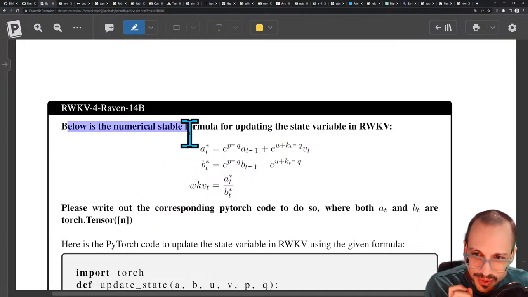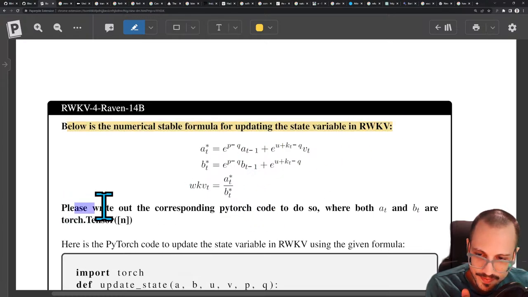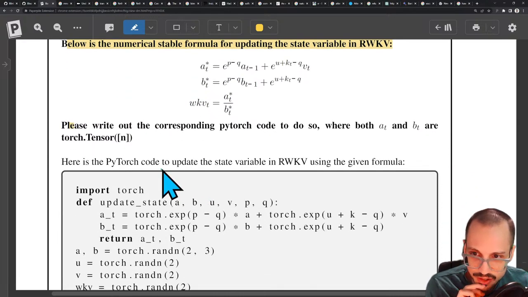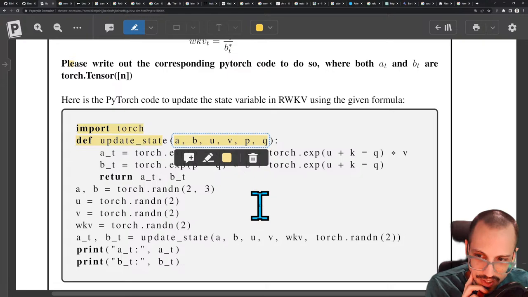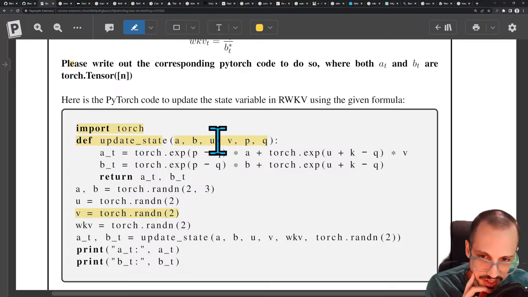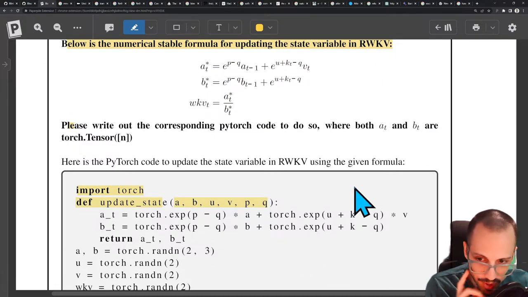Oh, wow. Below is the numerically stable formula for updating the state variable in RWKV. Please write out the corresponding PyTorch code to do so. Here's the PyTorch code to update the state variable in RWKV. Import torch, makes a function. This is really not a good way to do this, right? This is very unreadable code here. These are all positional arguments. No kwargs, no data types, no type hinting. The names are basically unreadable, but it's probably correct, or else they wouldn't have put it in this paper as an example.